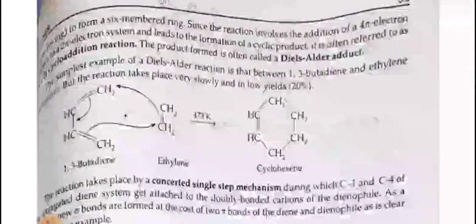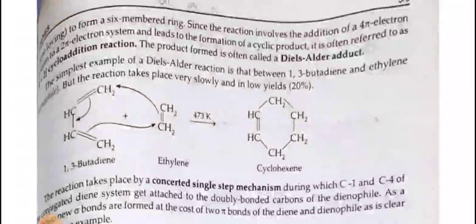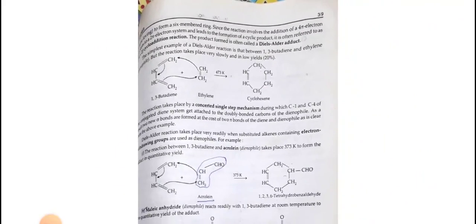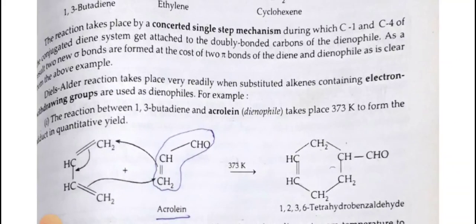The reaction takes place in a concerted single-step mechanism, during which C1 and C4 of the conjugated diene system get attached to the doubly bonded carbons of the dienophile. As a result, two new bonds are formed at the cost of two pi bonds of the diene and dienophile, as is clear from the above example.